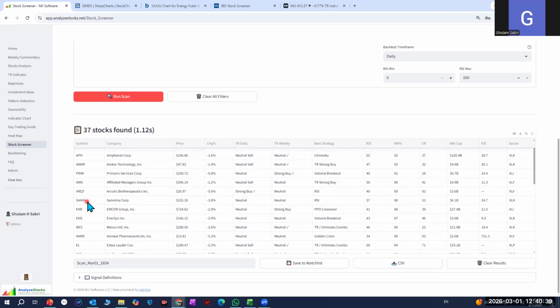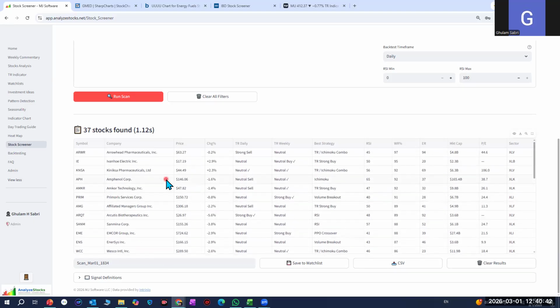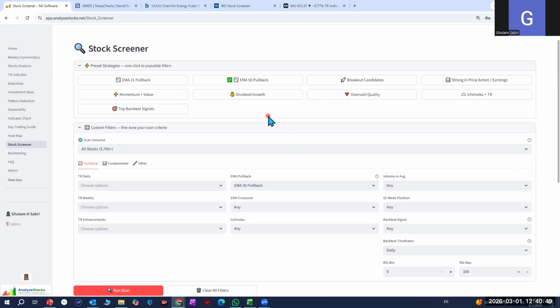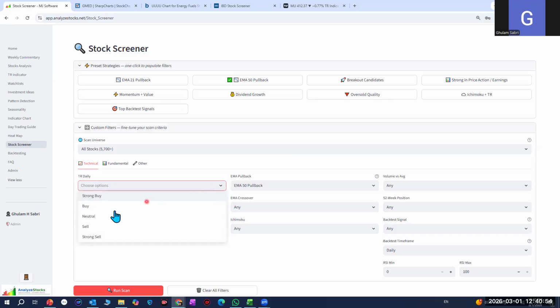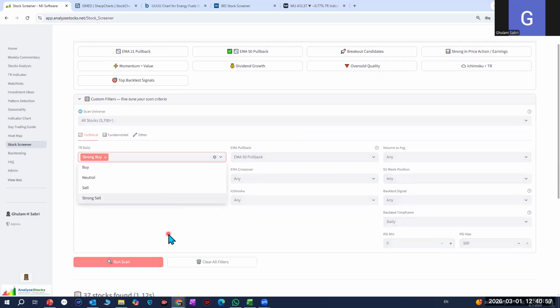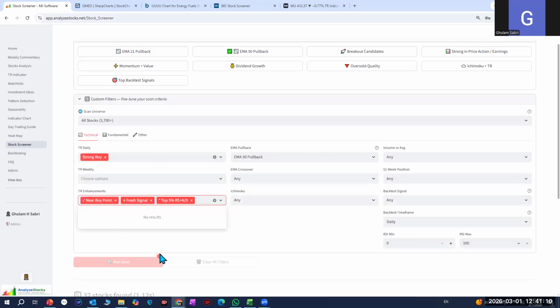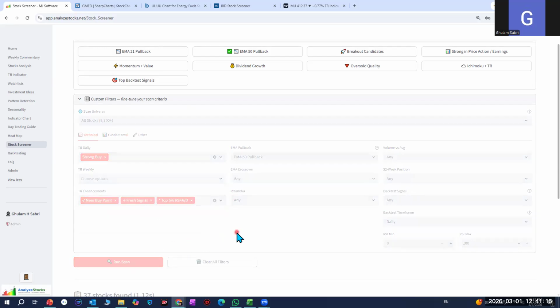So you can have a scan, you can have a list of these. We were taking a look at the SYK. And now, based on your parameters, you can choose any of these parameters. On top of the EMA 50, you also want that it should have a new TR daily strong buy signal. So you choose strong buy from here, and you also choose enhancement. I want a nearby point, and I want a fresh signal, and I want high strength and accumulation by the market, and run this scan, so the choices will be very limited.